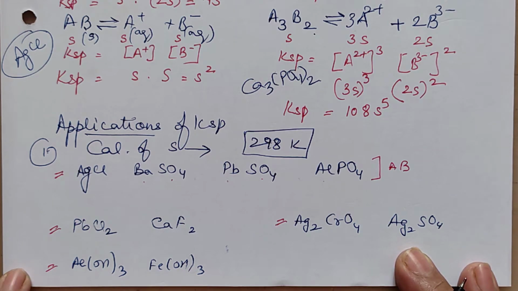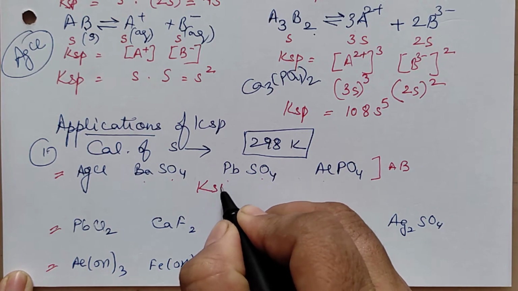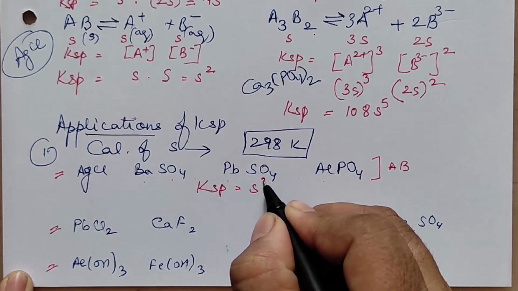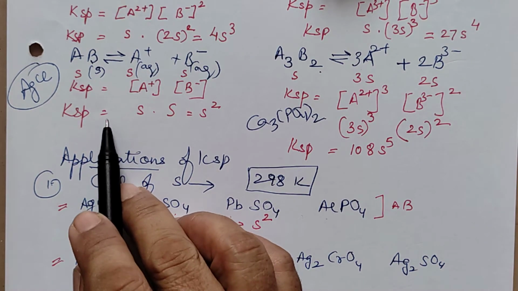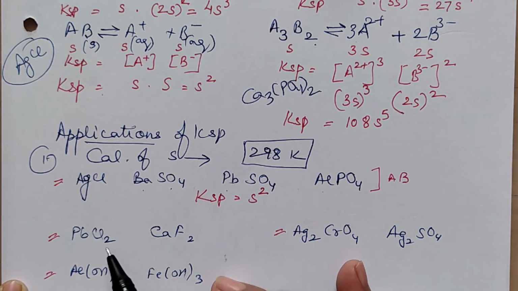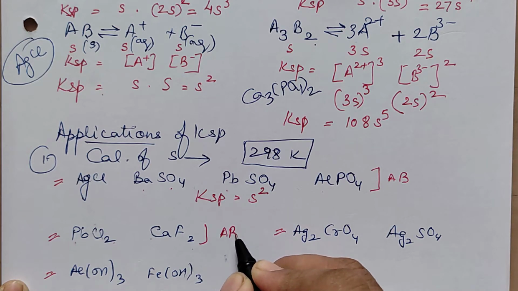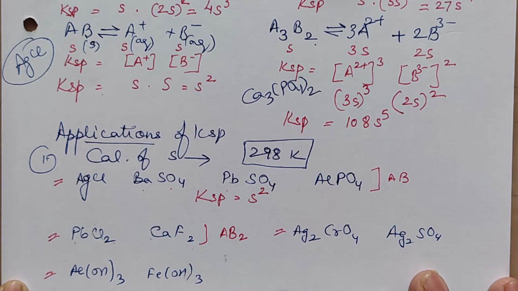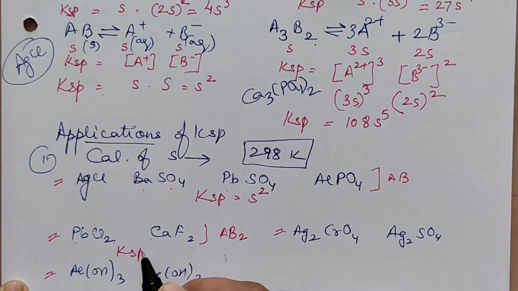So when they are giving the same number of cations and anions, then we will have the Ksp and the solubility relation as Ksp is equal to S square, as I've discussed just now. Okay, this type, that is AB type, right? So the next example here is this one. This is forming one lead and two chloride, one calcium and two fluoride. These are of the AB2 type. Okay, and for AB2 type also we have calculated recently. The formula will be Ksp is equal to 4s cube.